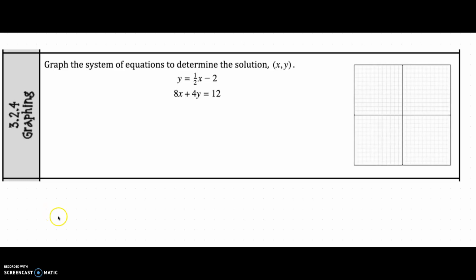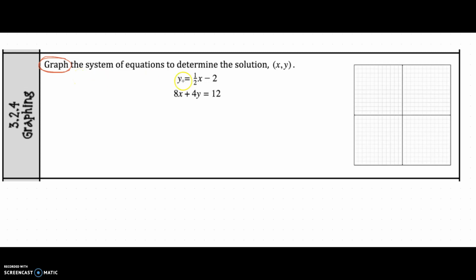In this video, we're going to recap Learning Target 324, which is graphing systems of equations. So this says, graph the system of equations to determine the solution, x comma y. And then we're given two equations. So whenever it says to graph the system, we have to actually graph it. We talk a lot about how graphing sometimes is not the most reliable because we are imperfect, but if it tells you to graph, you have to graph it.